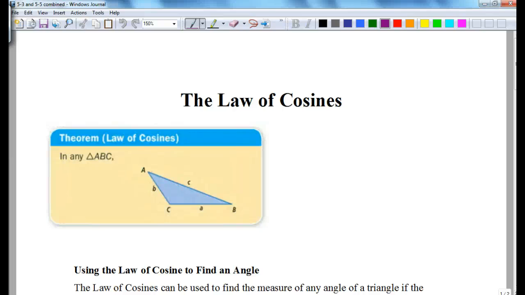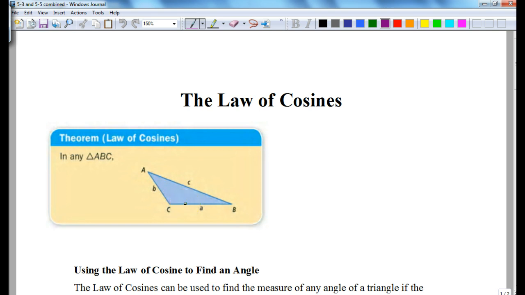When we are looking at a non-right triangle, there's two different laws that we can use. One of them is called the law of cosines, and the other one is the law of sines, and we're going to cover both of those today. Okay? So notice that this triangle here is not a right triangle.